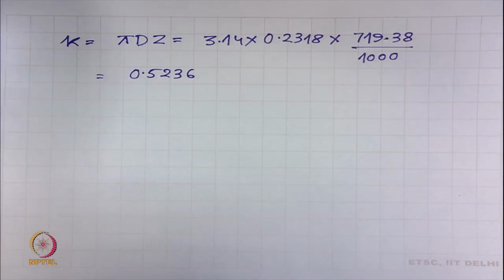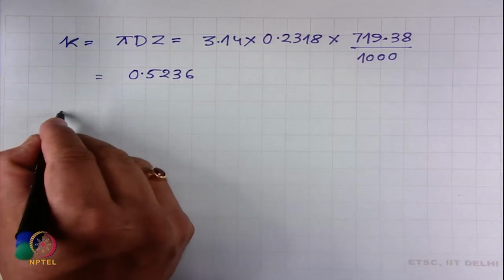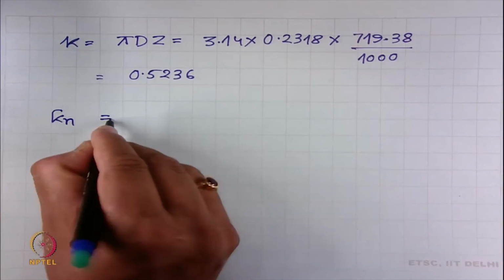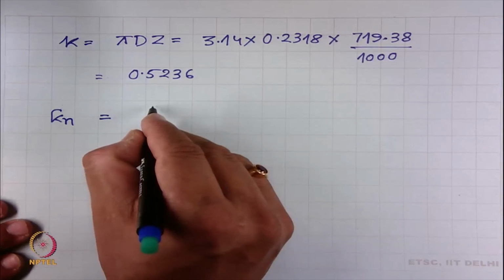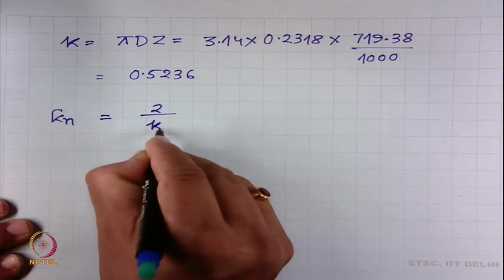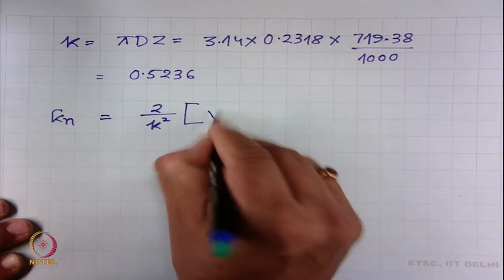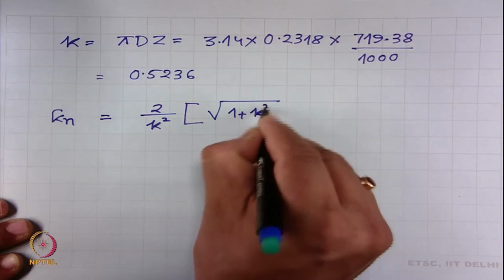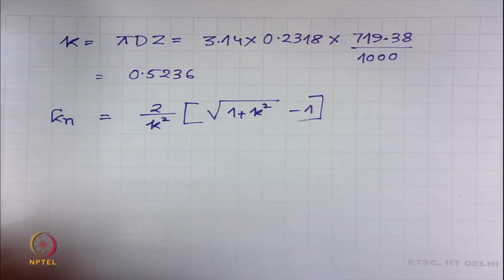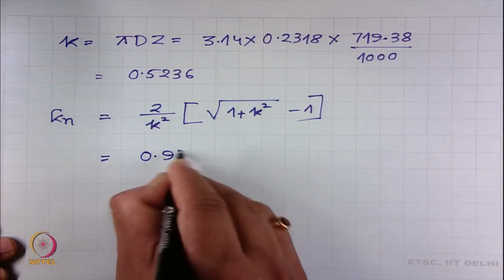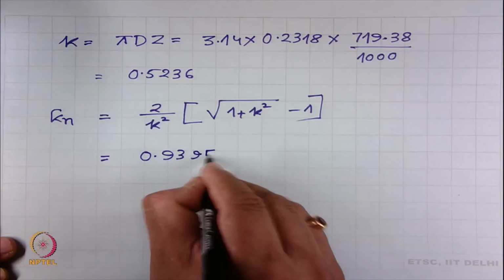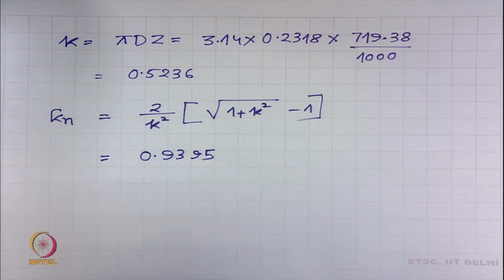5236. Then you will go back and you will find out coefficient Kn is equal to 2 by kappa squared, square root of 1 plus kappa squared minus 1. So, if you substitute kappa from here, you will find out the value 0.9395, right. So, in this way you obtained coefficient Kn.